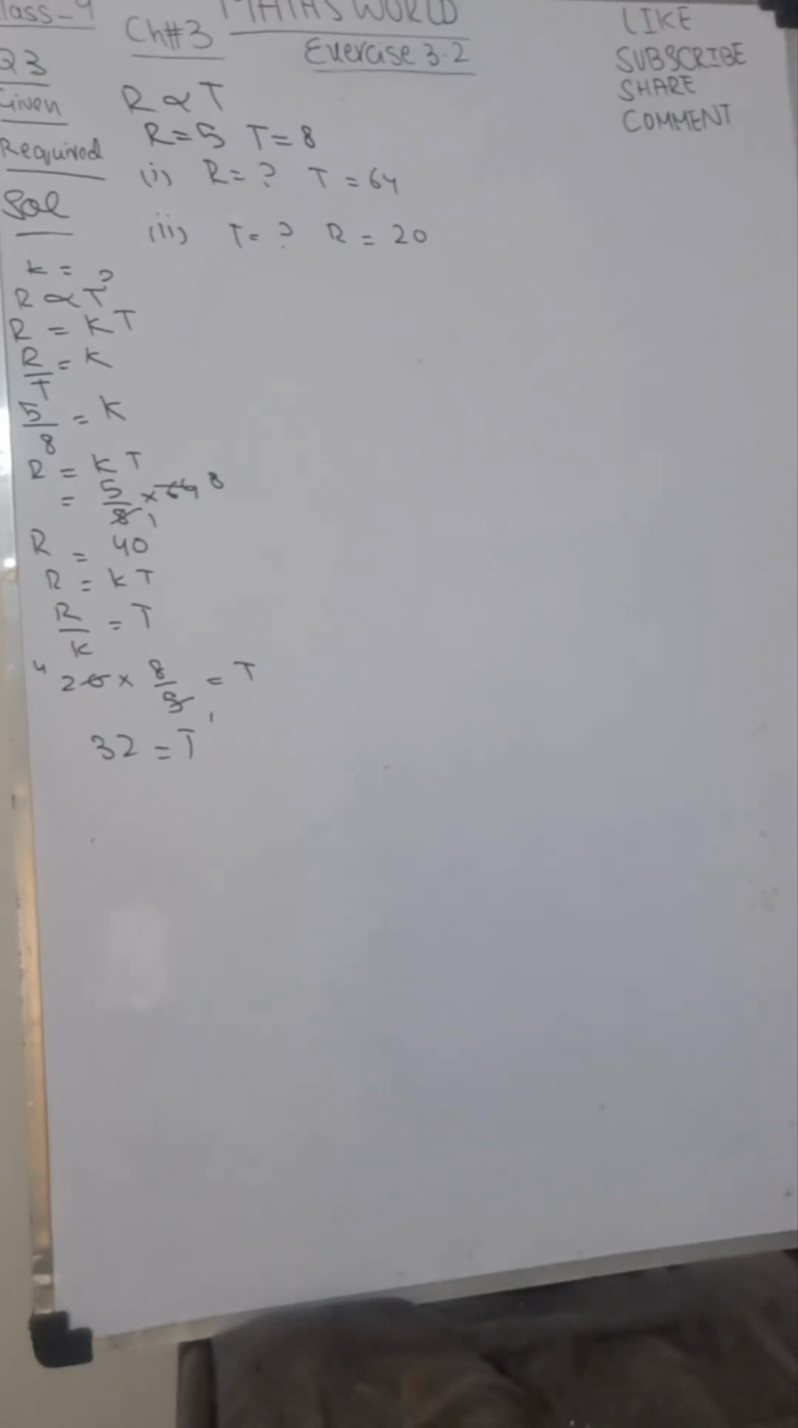So simply, they have just changed a little, that I will tell you. There is only a value change, because the method is the same. We are just using the direct proportion in this also. So now let's start the fourth question.